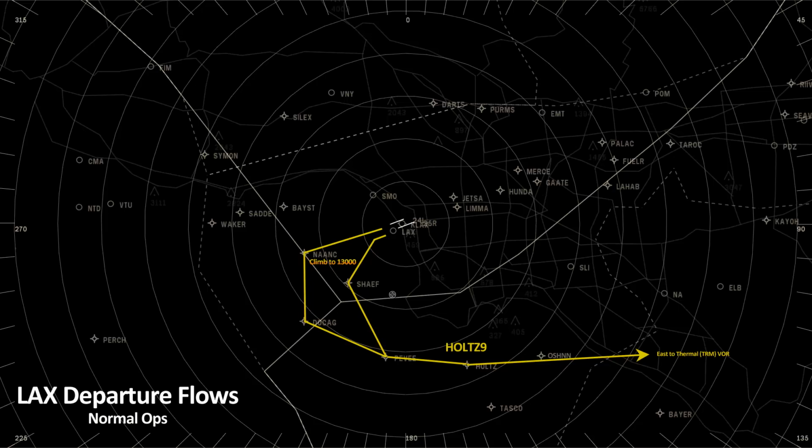So to make it easy for all parties, the departures off of the left runways, or the 25 complex, come down this route, and the departures off the right complex, off the 24 complex, come out to Nance and then come around the other way.